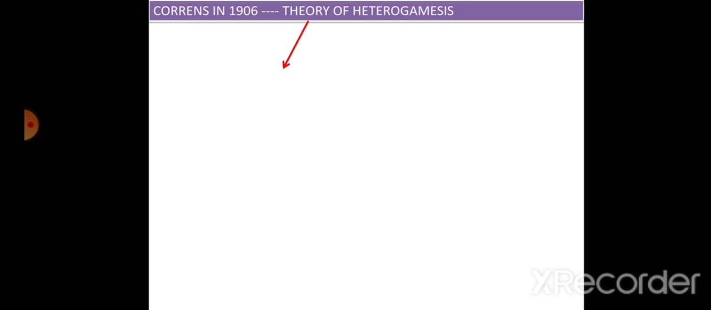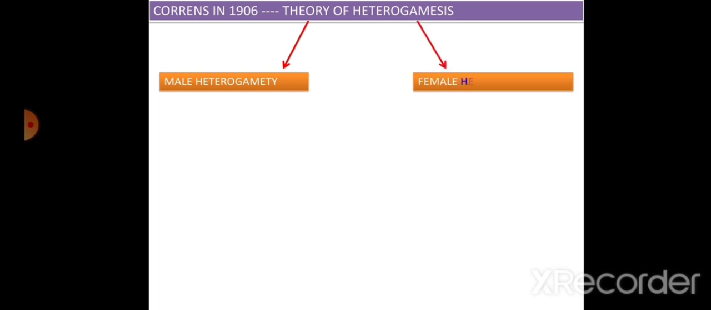That is, the organisms can be made up of the same chromosome or they can be made up of different chromosomes. So based on that, Correns in the year 1906 explained a theory of heterogamesis, where we observe two types of heterogamesis. One is called male heterogamety, as we see in humans, where males have X and Y chromosomes, and the second one is called female heterogamety, where in a few examples females can produce two different types of gametes.